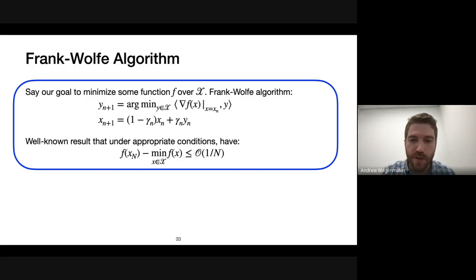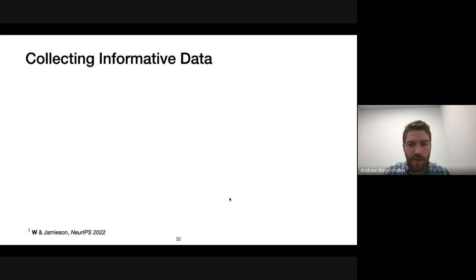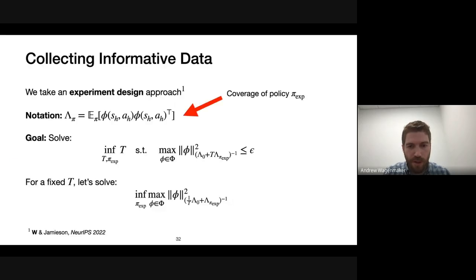After n steps, you sort of converge to 1 over n, right? So if we knew exactly... if we go back to the problem we care about, a standard way to solve problems like this is to apply something like the Frank-Wolfe algorithm.